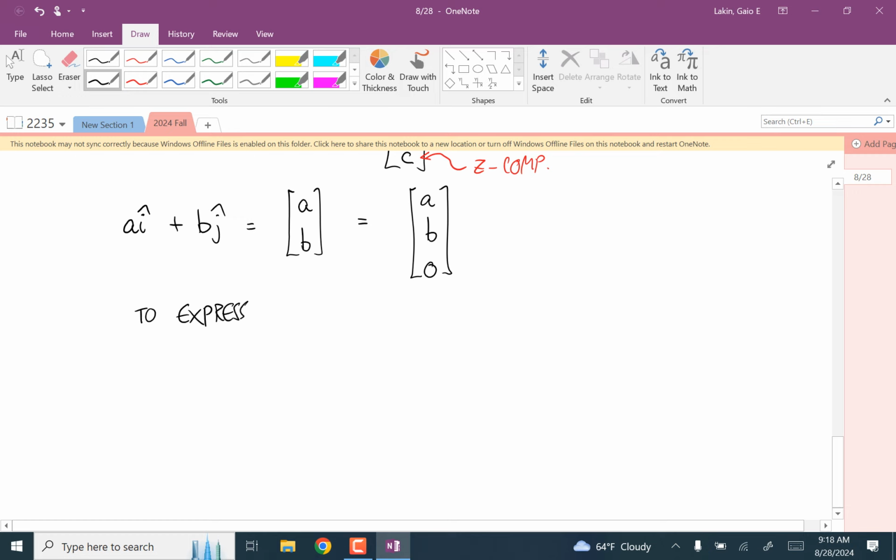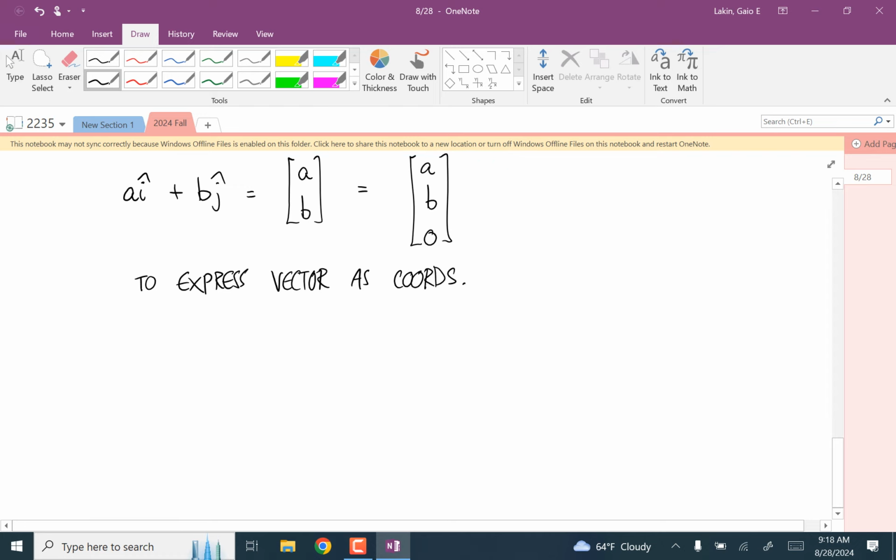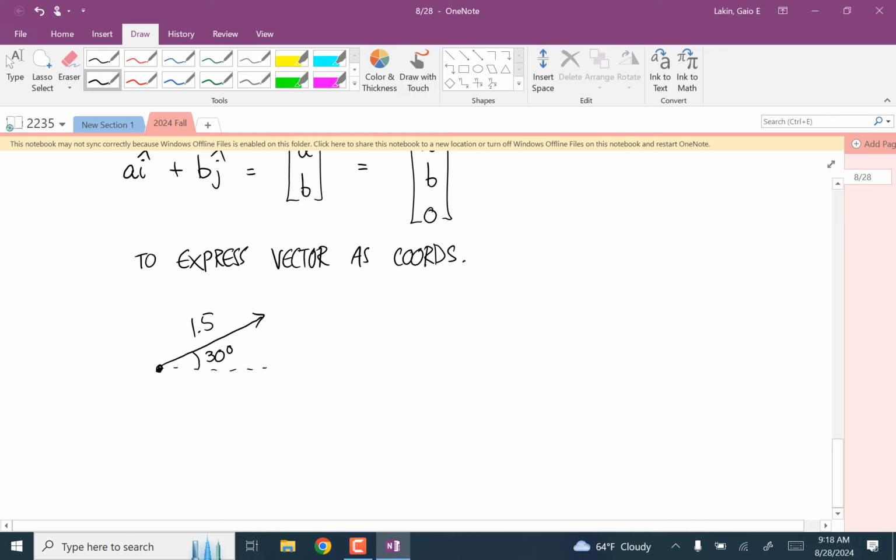To express a vector as coordinates, let's say you have a vector, and let's say this is the horizontal, and this is 30 degrees, and let's say the length of this is 1.5. That could be any vector quantity. I didn't put any units on it, but that could be a velocity vector or an acceleration vector. We don't know enough; we just know the length of it.